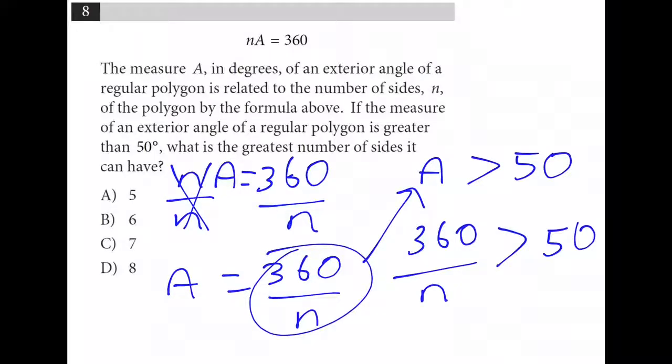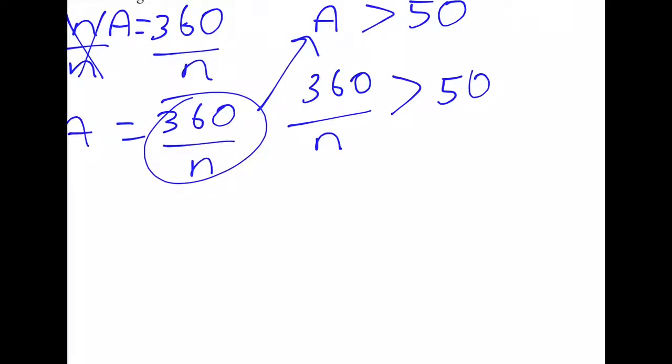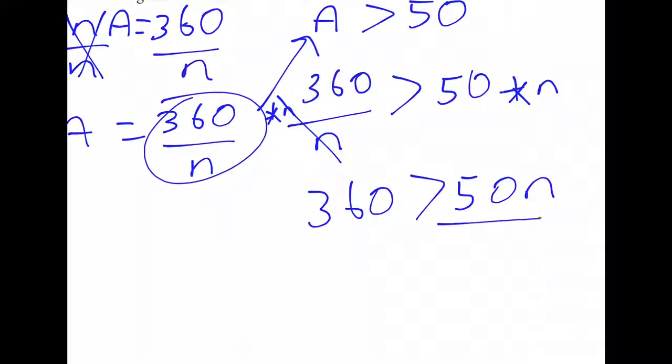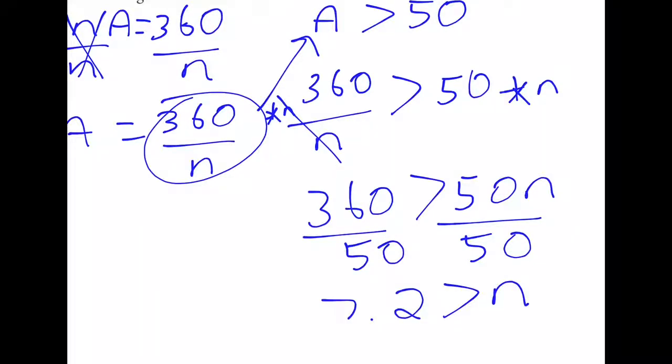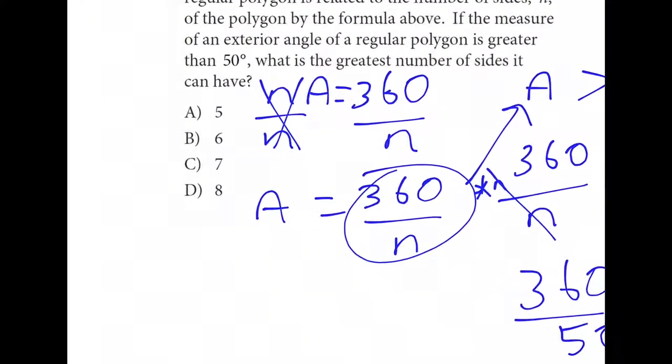To get n by itself, this is a 2-step equation. First thing we can do is multiply both sides by n to get n out of that fraction. And we're left with 360 is greater than 50n. Then we can divide both sides by 50. And this gives us 7.2 is greater than n. Or another way of saying that would be that n is less than 7.2. If we go back to our answer choices, what's the largest possible number of sides that's less than 7.2? C.